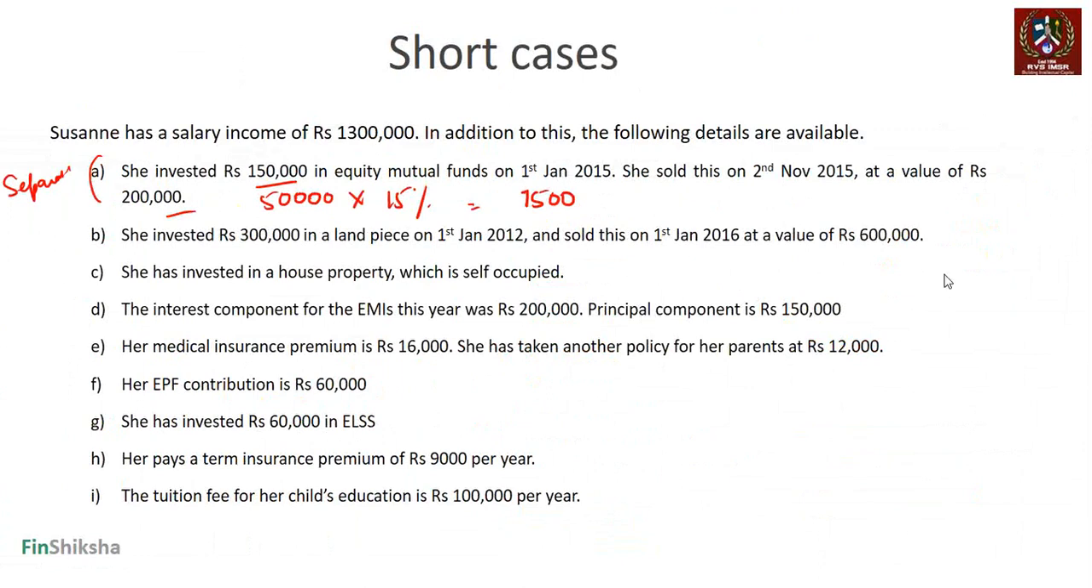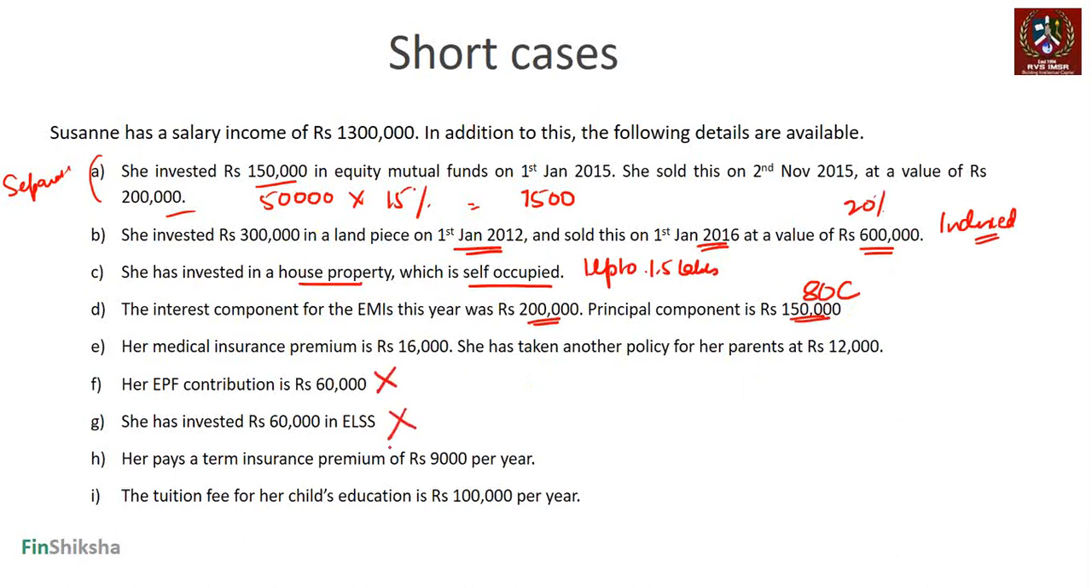Land piece bought on 1st Jan 2012, sold 1st Jan 2016, 6 lakh. This has to be indexed. So we have to look at the indexation values. 20% of the indexed value has to come up. Invested in house property, self-occupied. Self-occupied interest component only up to 1.5 lakhs is allowed, right? Interest component was 2 lakhs, only up to 1.5 is allowed. Principal is 1.5. If principal is 1.5, 80C is taken care of. So insurance premium, EPF contribution, no value. Term insurance, no value. Tuition fee, no value, because all of it is already included in 80C, right?